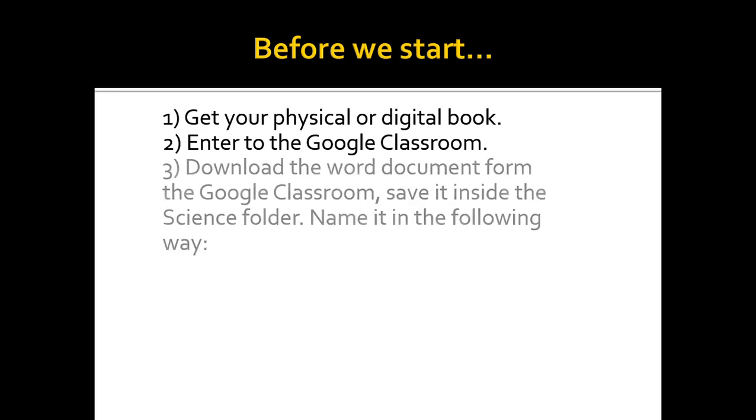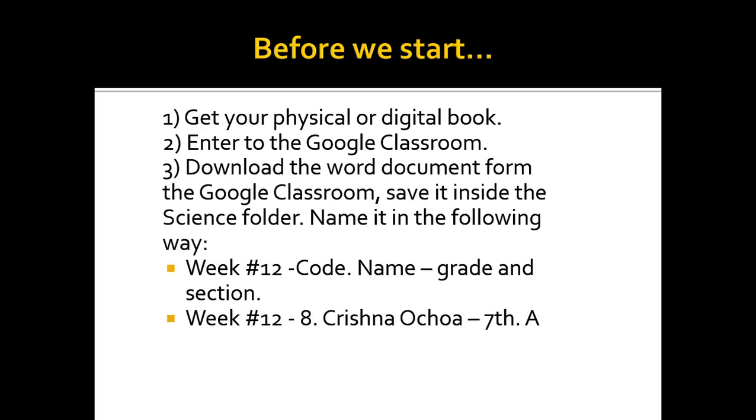So right before we start, we have to go over some instructions that you had followed already. Get your book, enter the Google Classroom, download the Word document and save it in your science folder. And then you have to name your document in the following way. The only difference here is that you need to include the number of the week at the beginning. So in this case it will be week number 12. Then you add your code, name, grade, and finally your section.